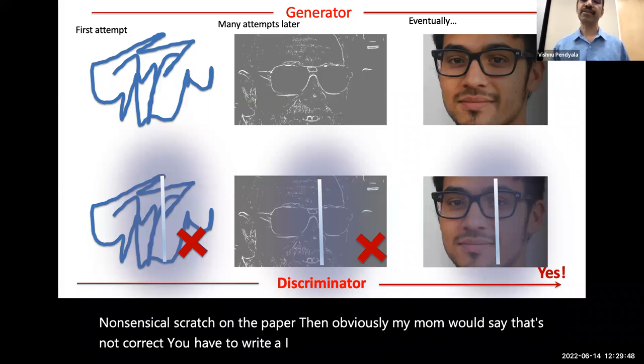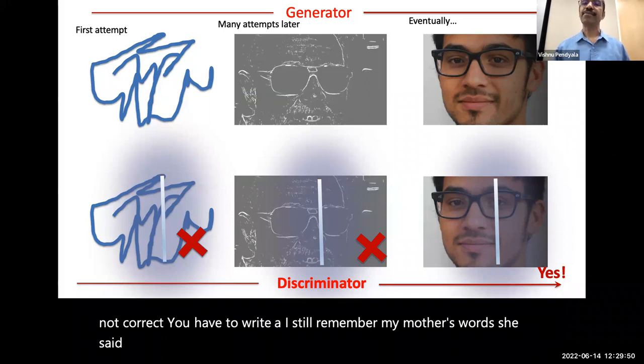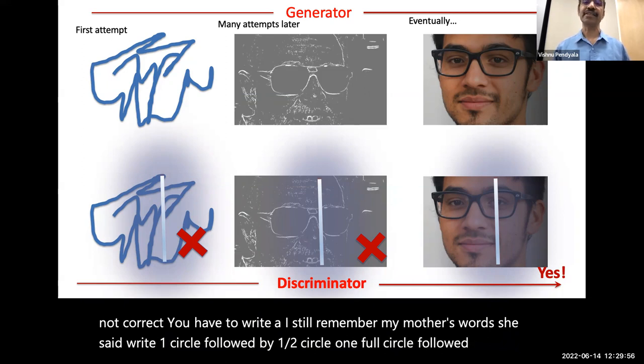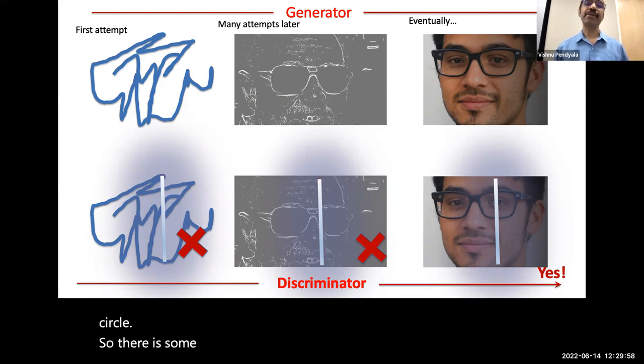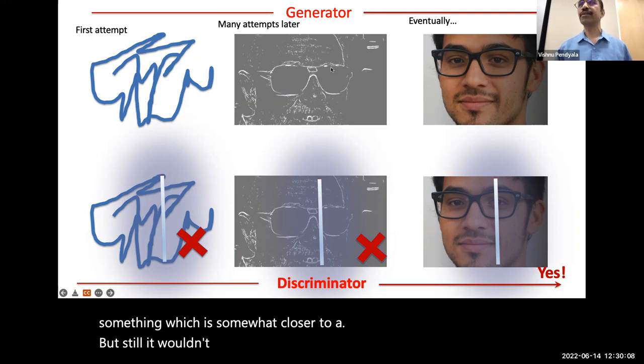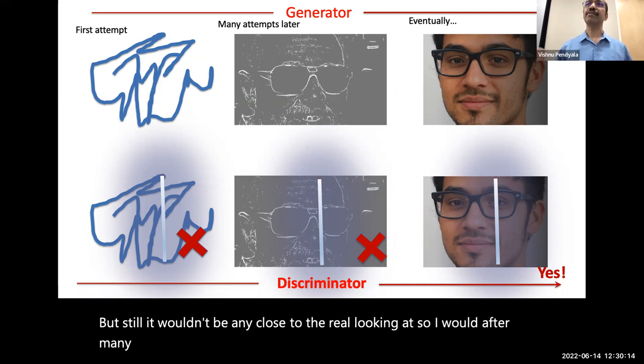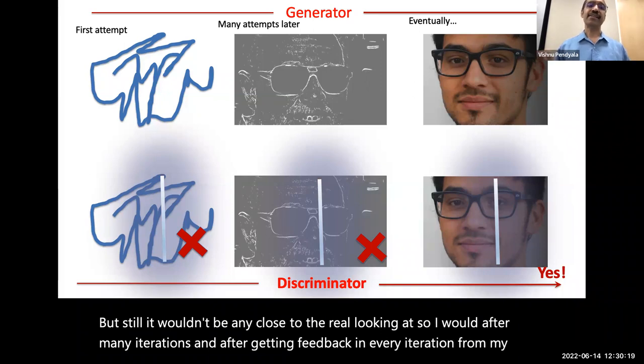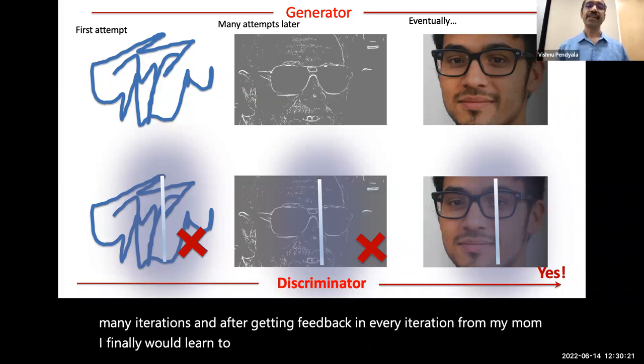I still remember my mother's words. She said, write one circle followed by a half circle, one full circle followed by a half circle. So that is some feedback that I got. And based on that feedback, I did something which is somewhat closer to A. But still it wouldn't be any close to the real looking A. So after many iterations and after getting feedback in every iteration from my mom, I finally would learn to write A.